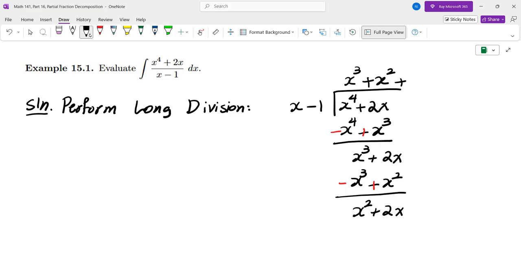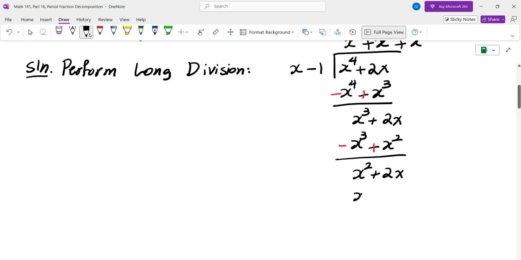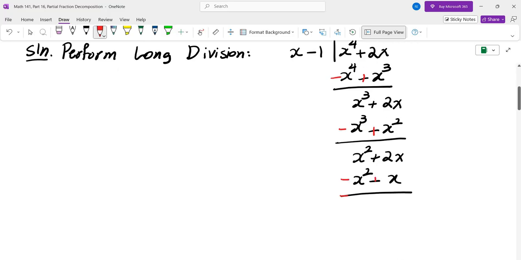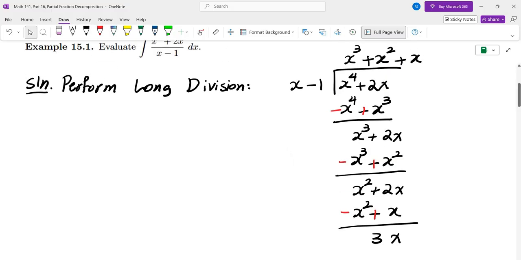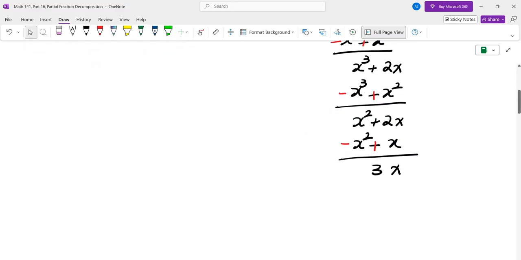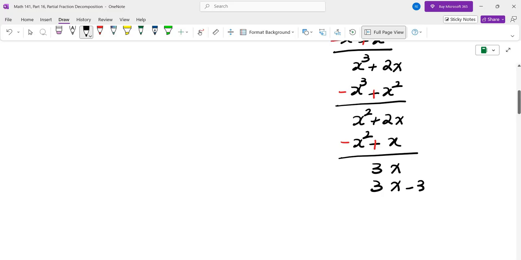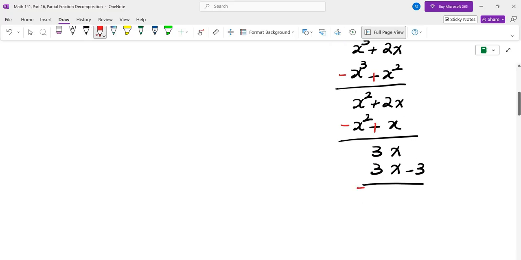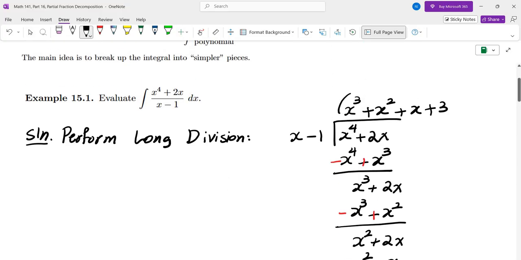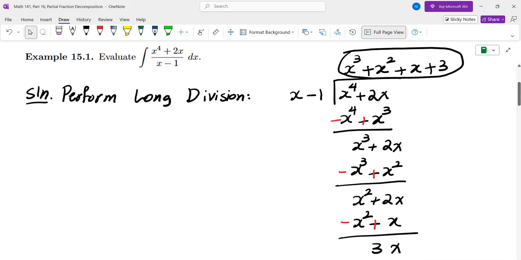Divide x^2 by x, we get x. Multiply it out, we get x^2 - x. Subtract, we get minus here, plus here. And that gives us plus 3x. Divide 3x by x, we get 3. Multiply it out, we get 3x - 3. Subtract, and we are going to get 3 as the remainder. So the remainder is 3, and the quotient is x^3 + x^2 + x + 3.